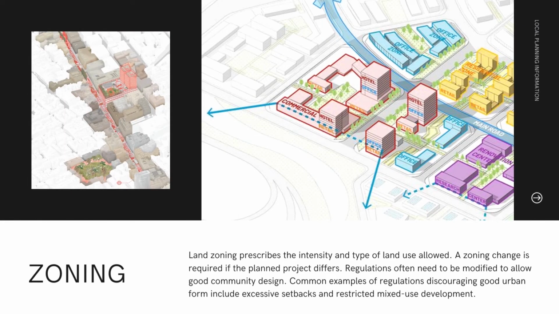So we have here zoning. So land zoning prescribes the intensity and the type of land use allowed. A zoning change is required if the planning project differs. Regulations often need to be modified to allow good community design. Common examples of regulations discouraging good urban form include excessive setbacks and restricted mixed-use development.